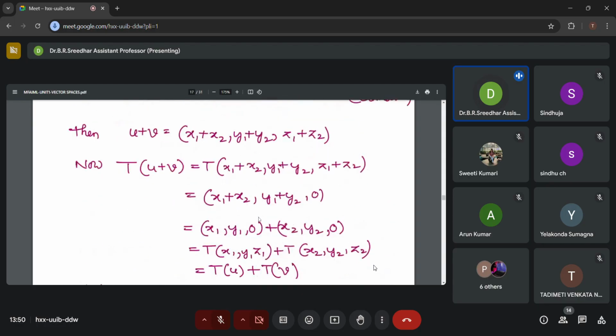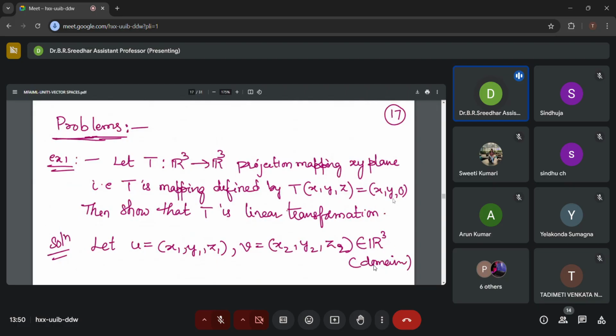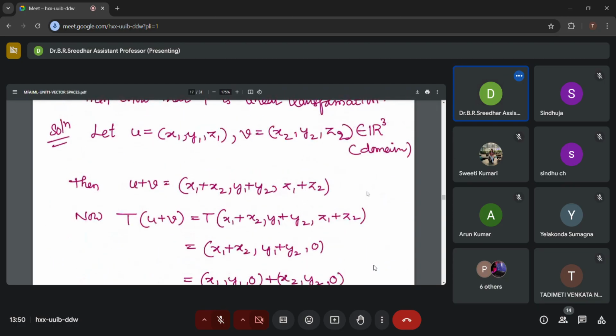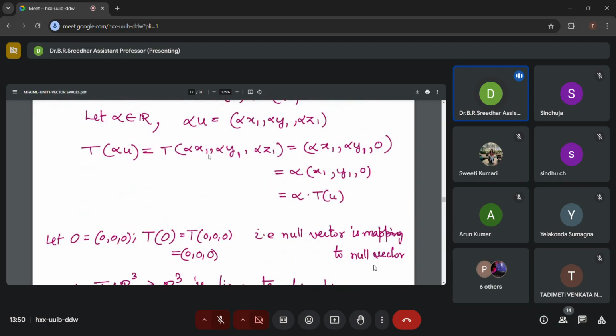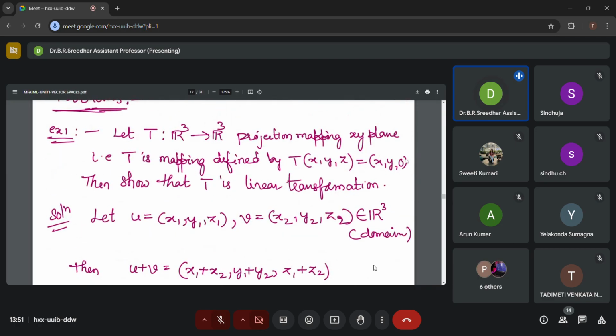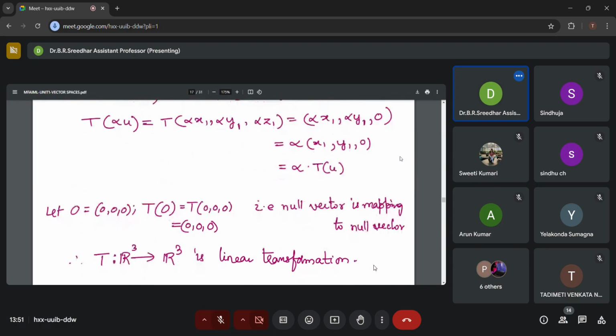Again go to the question. T of (x, y, z) is equal to (x, y, 0), which means that in this new transformation, in place of x you have alpha x1, in place of y you have alpha y1, in place of z you have alpha z1. The function gives alpha x1 itself, alpha y1 itself, but for alpha z1 the codomain is 0. Why 0? According to our translation, projection mapping, in place of z it should be mapped with 0. That's the reason it is 0.